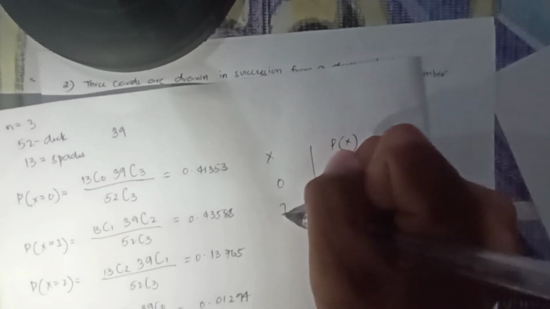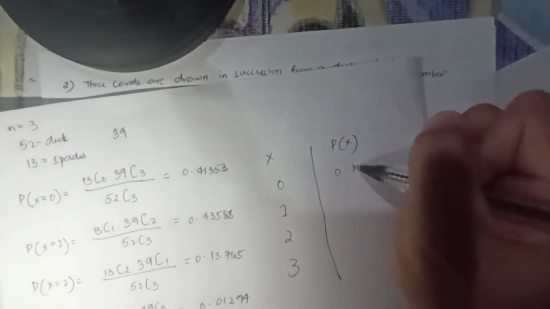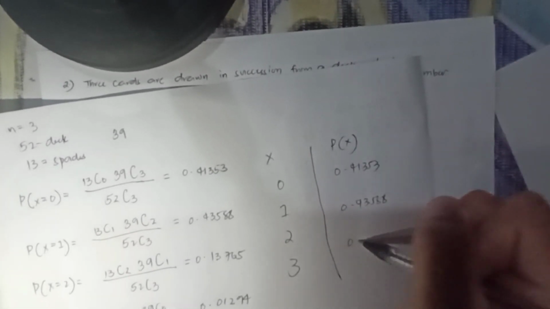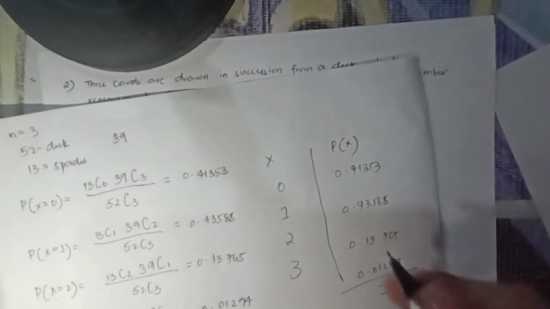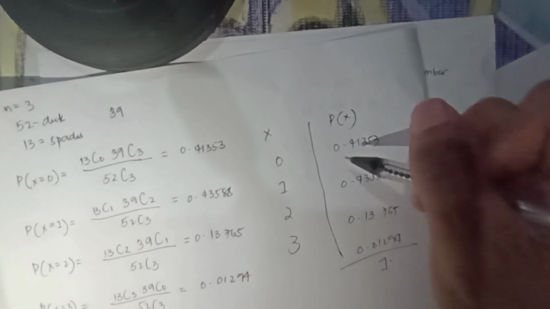And then find the probability distribution. If you make a table of it, you have x and p of x, so 0, 1, 2, 3: 0.41353, 0.43588, 0.13765, 0.01294. The overall is equivalent to 1. Okay, that will be the value.